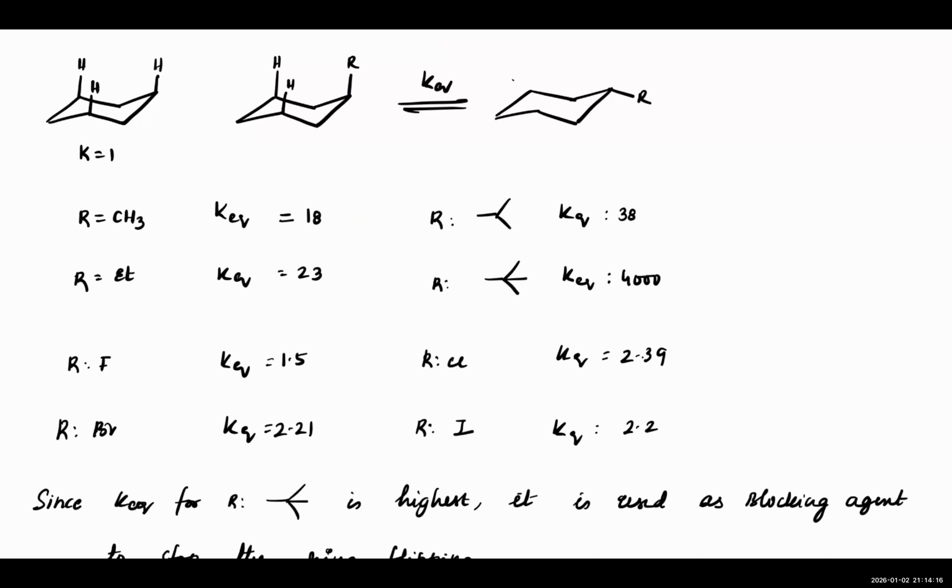So check it out. When you have this methyl group here, the K equilibrium value is found to be 18, which shows that ring flipping is happening, but the tendency to remain on this side of the ring is more favorable. The forward direction is more favorable. Likewise, when it is ethyl, it is around 23. In that case also it will most likely be in the forward direction.